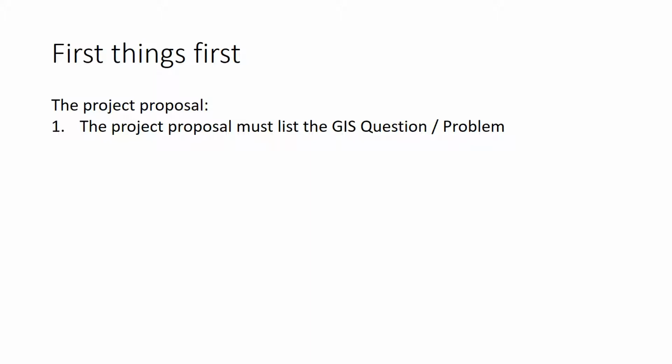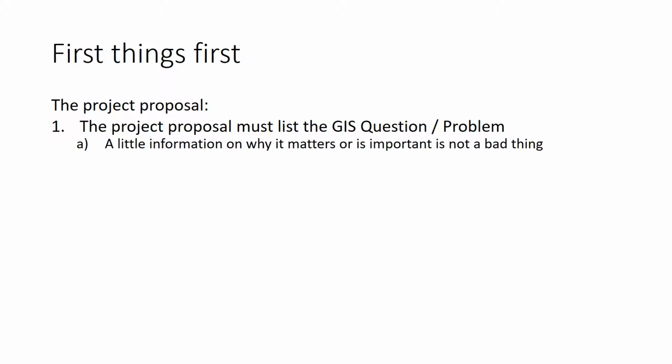So the first step in every project proposal is you must list the GIS question or problem. It's a question or a problem, but it always has to be in the form of a question. I want it in the form of a question. It can be a statement of a problem, but it has to have something that you have a question about, that you can ask a specific enough question that you can, in fact, answer it.